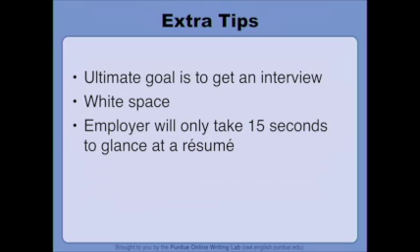So when they talk about white space, you want to fill up that paper. Put as much information, be descriptive in previous jobs that you've had or anything that would help you get an interview. That's your ultimate goal. So that's what they talk about, white space. Fill up that one-page typed resume so it doesn't look scarce, like there's not a whole lot there.